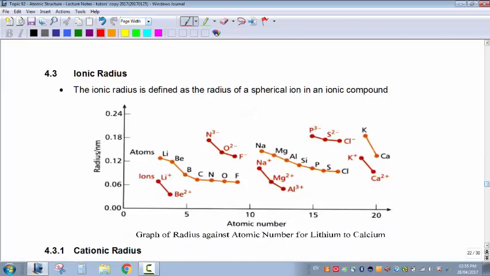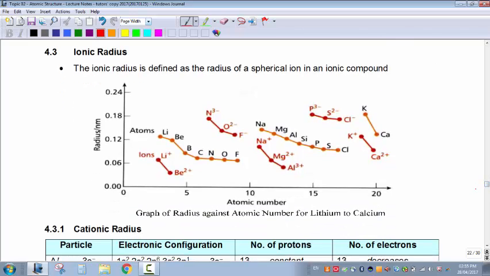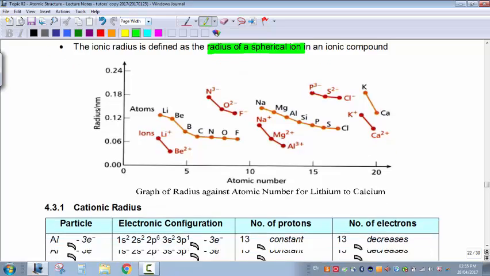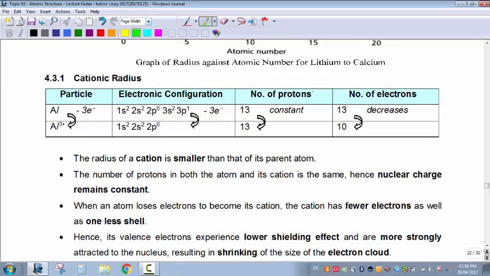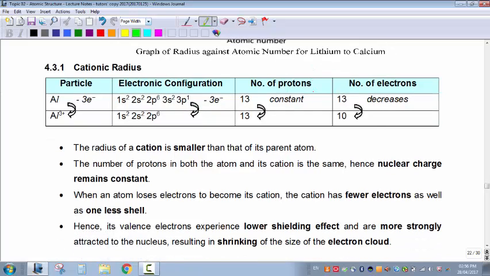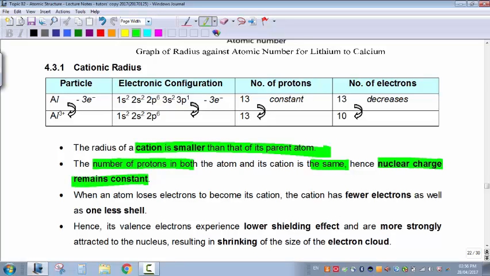Let's focus a little bit more on ionic radius. Ionic radius is the radius of the spherical ion in an ionic compound. So let's take a look. To compare why a cation has a smaller radius than that of the parent atom, it is because the number of protons remains the same. Hence, nuclear charge is the same for the cation. But it has less electrons.